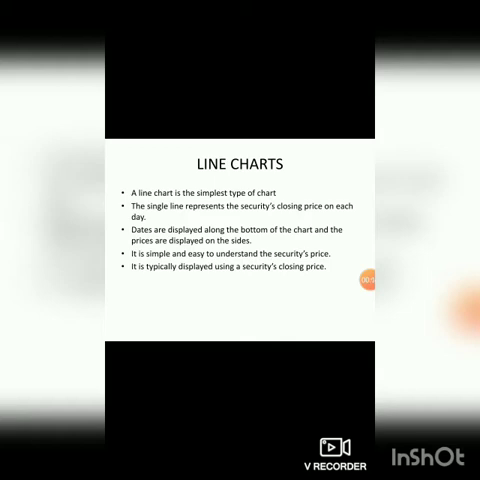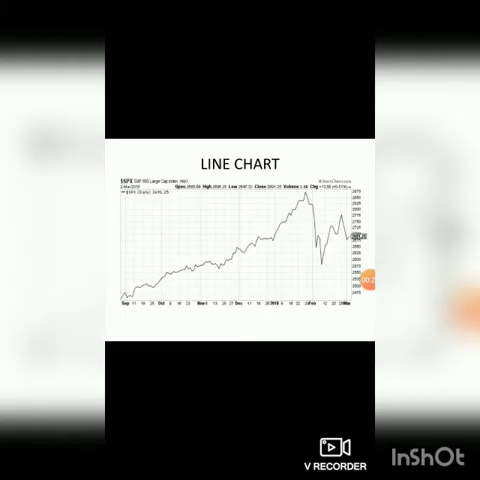A line chart is the simplest type of chart. The single line represents the security's closing price on each day. Dates are displayed along the bottom of the chart and the prices are displayed on the sides. It is simple and easy to understand the security's price. It is typically displayed using a security's closing price.